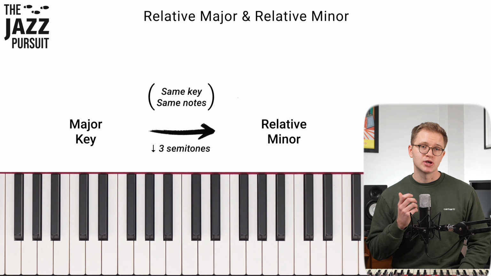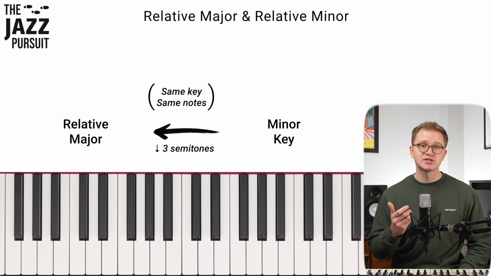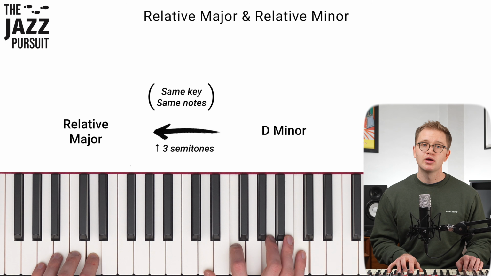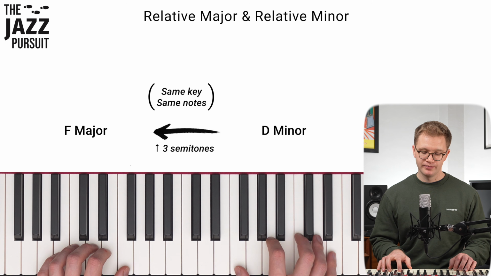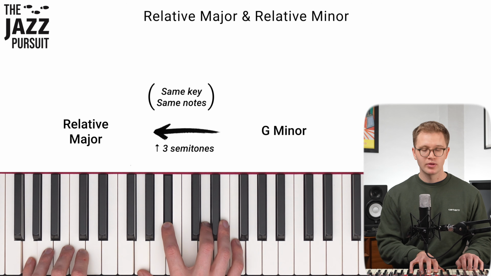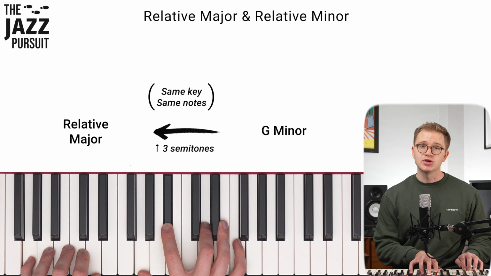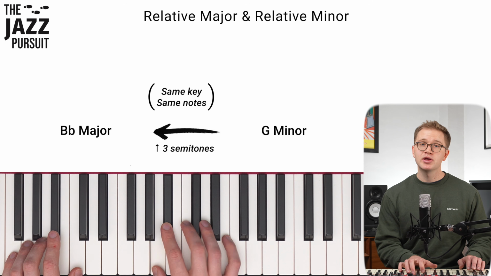And the opposite is also true. Every minor key has a relative major, and to work this out we go up 3 semitones. So, let's say we're in D minor. The relative major is up 3 semitones, F major. Or, like Autumn Leaves, let's say we're in the key of G minor. So the relative major is up 3 semitones, B flat major.